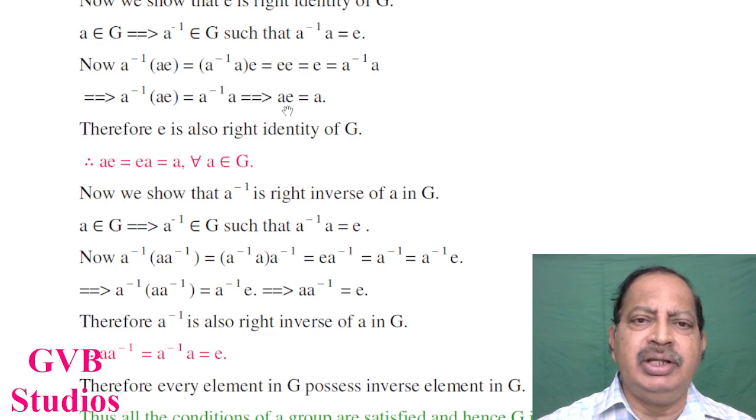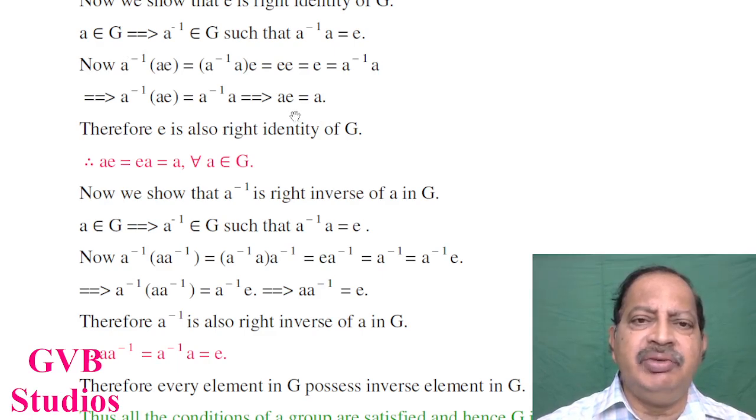So we get AE is equal to A. That means E is right identity. Here we have taken any element A; A is not a particular element. Let A belong to G, meaning A is any element. So for any element A, we have proved AE is equal to A, that means E is right identity.